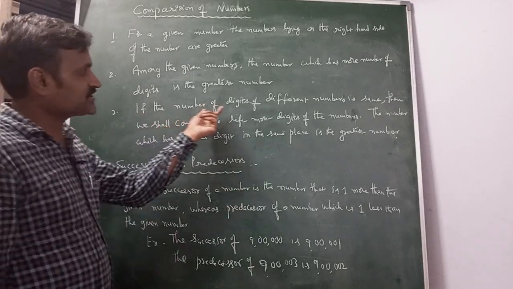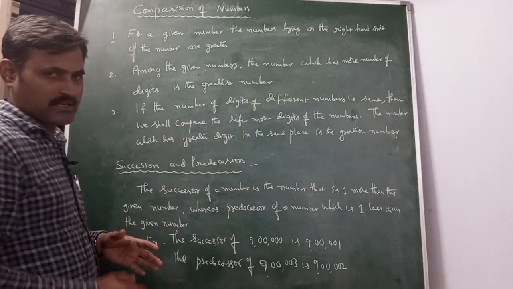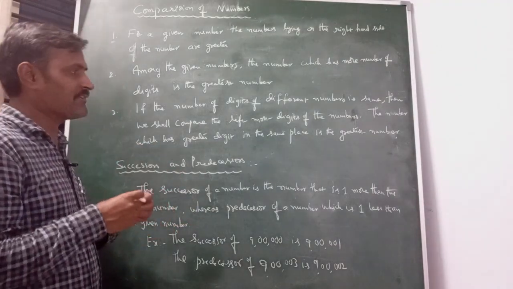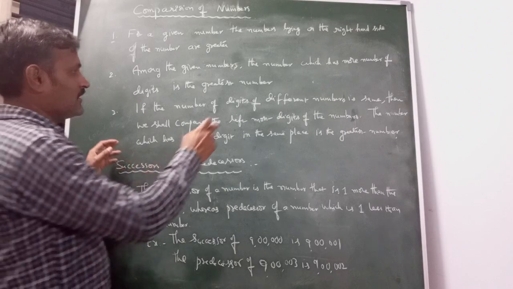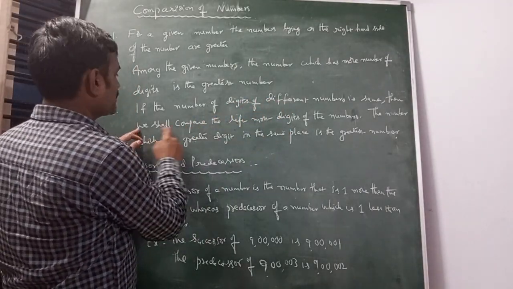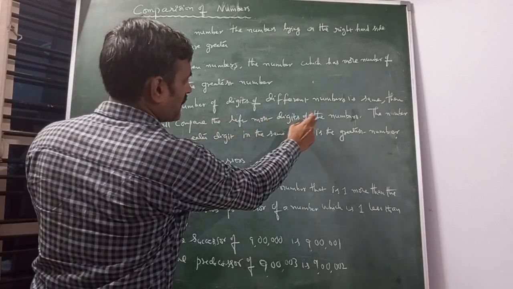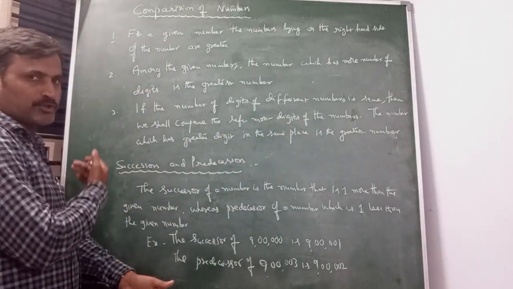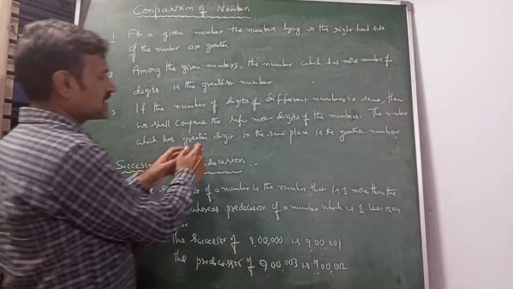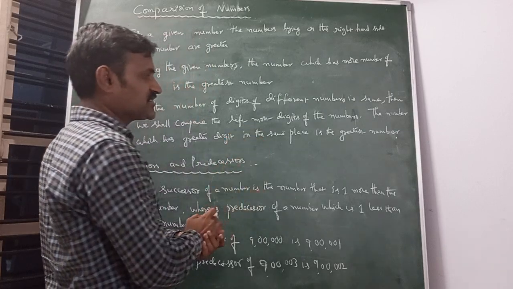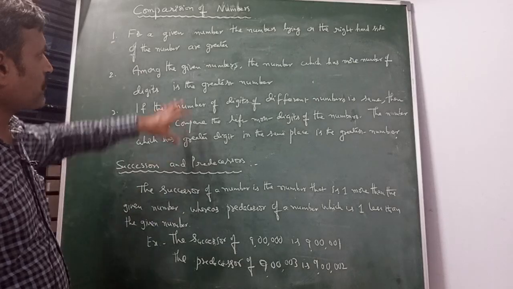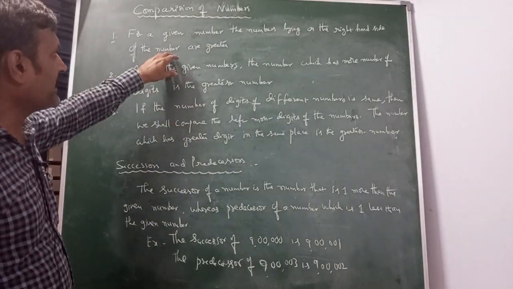If the number of digits of different numbers is the same, suppose one number has 3 digits and another number also has 3 digits, then we shall compare the leftmost digits of the numbers. In that case, the number which has the greater digit in the same place is the greatest number. So these points we have to remember in the comparison of numbers.